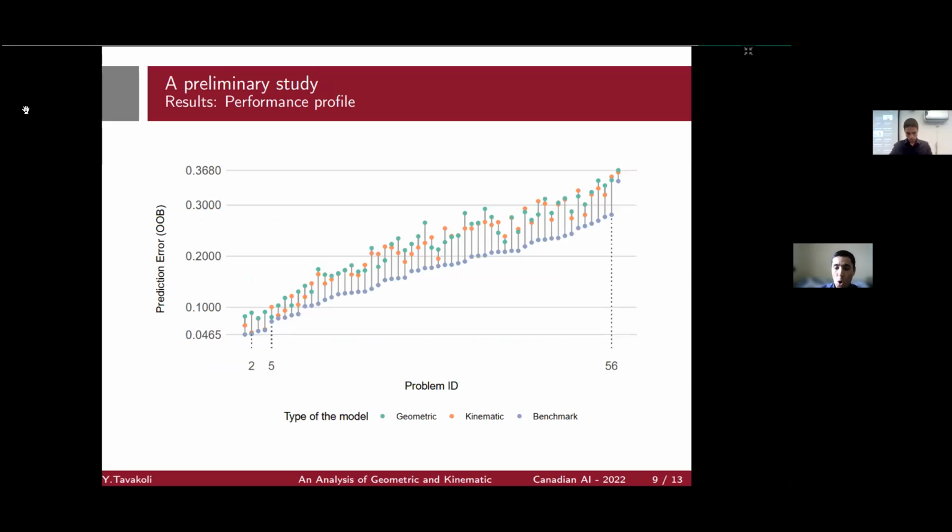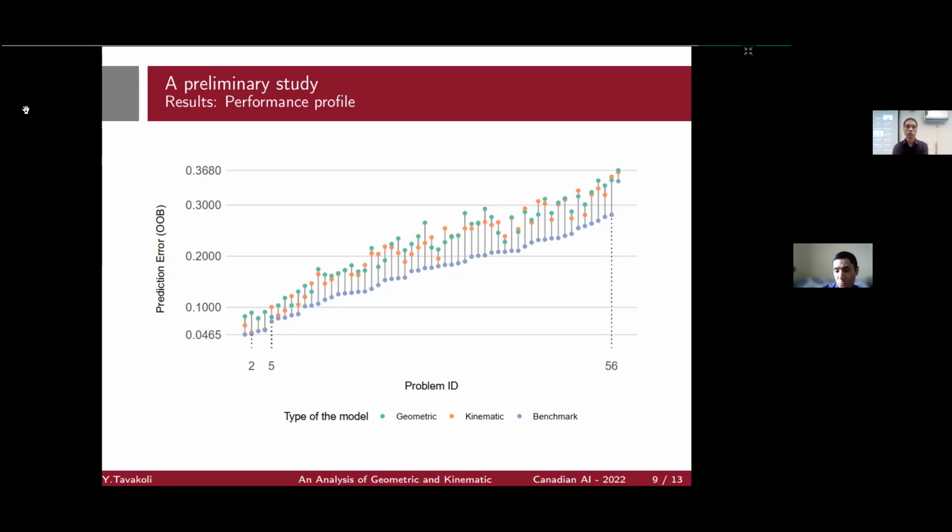Now, I have looked into all the possible classification problems on 6 classes, summing up to 57 classification problems. In this graph, the y-axis denotes prediction error of 3 models per problem: geometric model, kinematic model, and benchmark, consisting of both geometric and kinematic models. The x-axis represents the problems, which are increasingly sorted and labeled according to the prediction error produced by the benchmark.